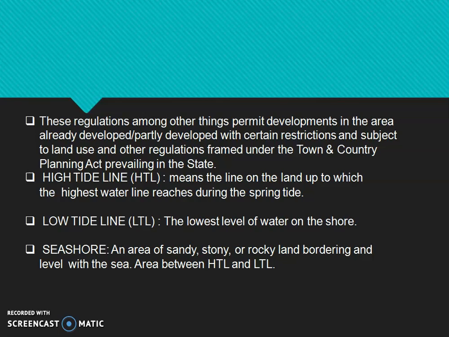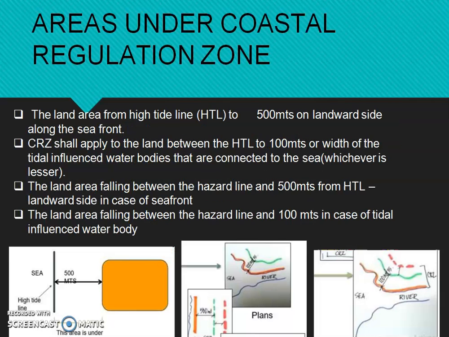The high tide line means the highest water line reached during the spring tide. The lowest water level line is the low tide line. Seashore means the area of sandy, stony and rocky land at the border, that is, the area between the high tide line and the low tide line. We call it the seashore.